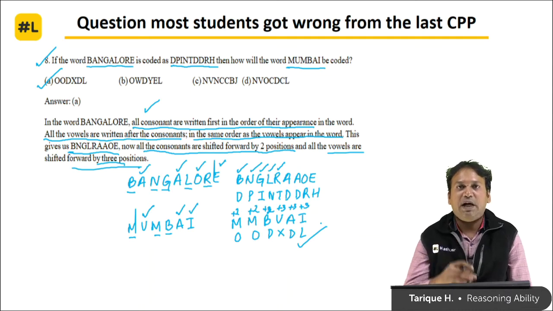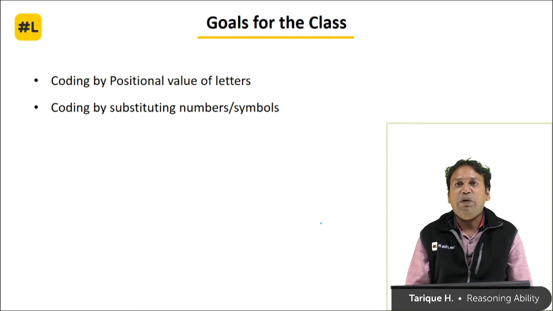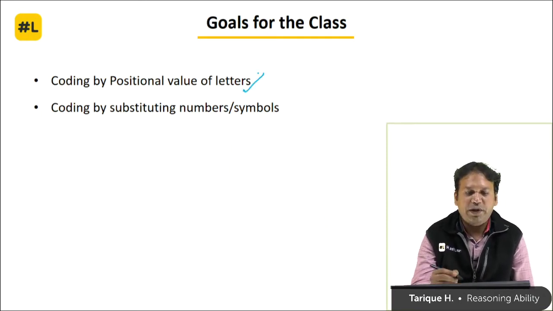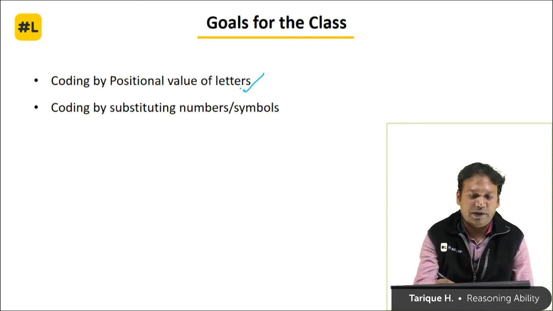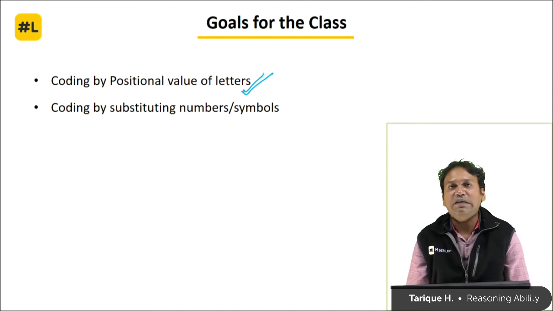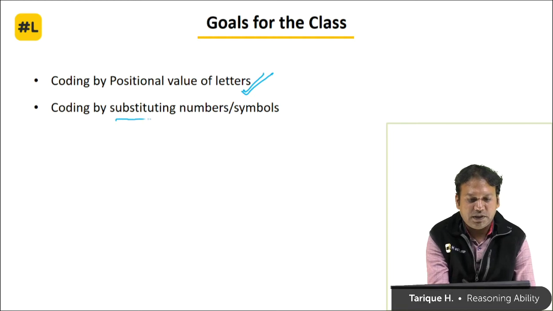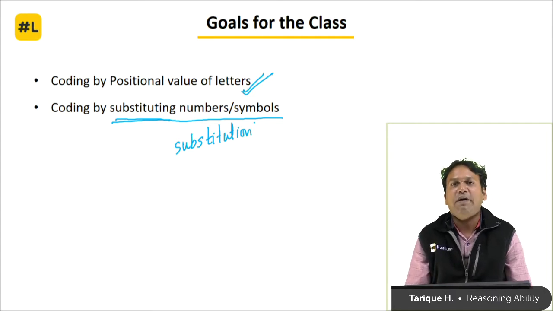Okay. Now let's start with the session of today. What are we going to learn today? Alright, the first thing we have to understand, coding by positional value of letters. This is also one common type of question where we use a positional value of letters. And second is coding by substitution, substituting the numbers and symbols, substitution based coding technique. These 2 techniques we are going to cover today.